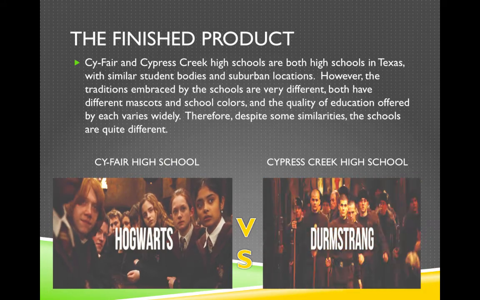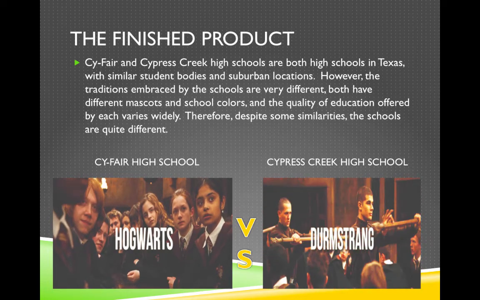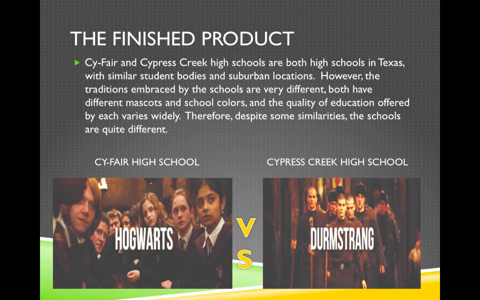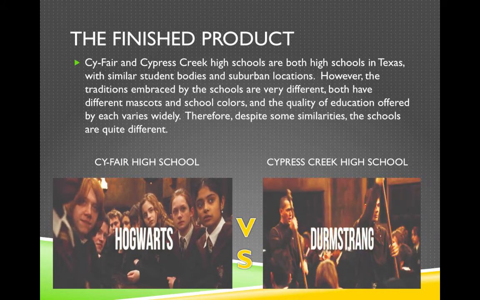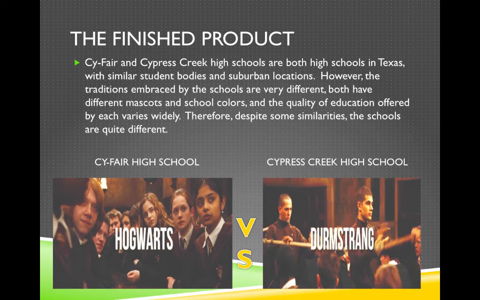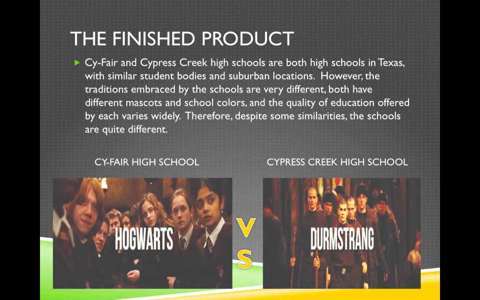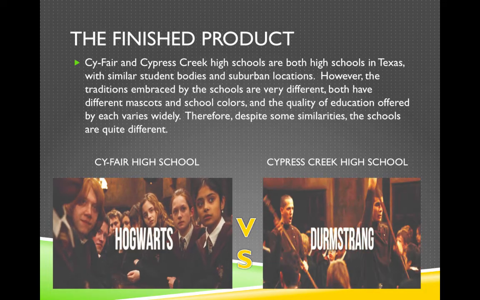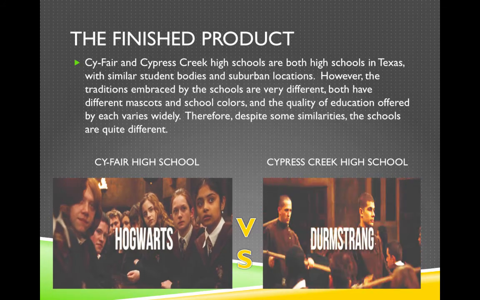Those are your organizational categories. In your first body paragraph, you're going to discuss traditions, and you're going to give three examples of different traditions. In the second body paragraph, you're going to discuss the mascots and the school colors and give examples of that. And in your third body paragraph, you're going to talk about the quality of education and offer some significant examples that prove this. And here's your assertion: therefore, despite some similarities, the schools are quite different. There's your position. Very simple, quick to do. You've answered the prompt, you've taken a position, and you've provided some organizational categories.